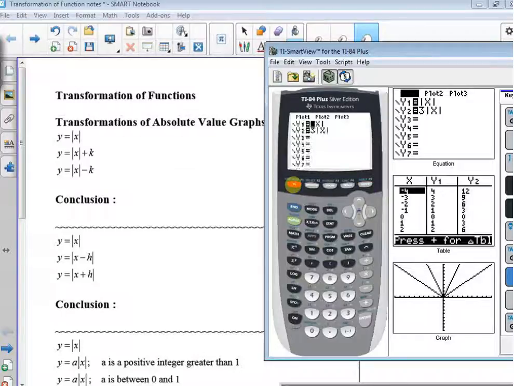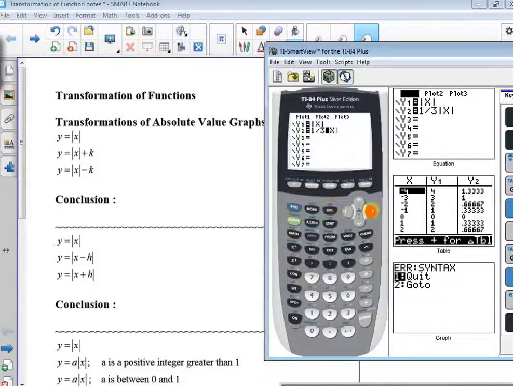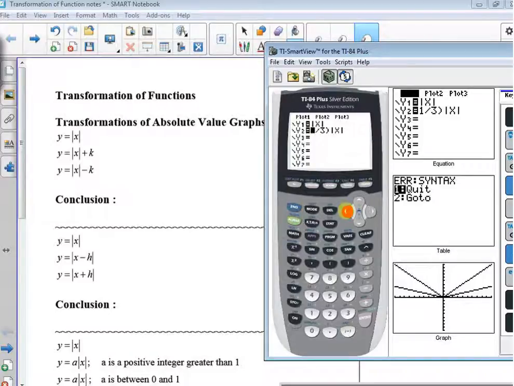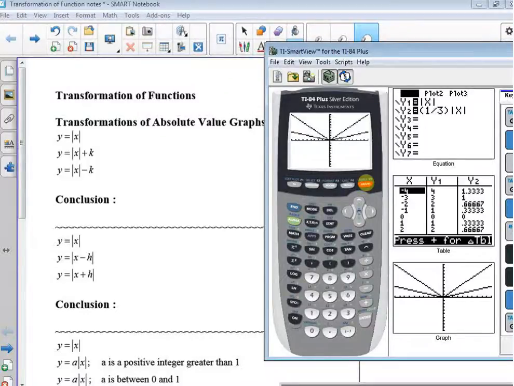And then go back and change it to 1/3 in front. So I'm going to do second insert, 1 divided by. Now I think that's going to be a problem, so I'm going to put that in parentheses. So I think I have to go second insert here, parenthesis, go back to the beginning, second insert parenthesis, and now I'm ready to graph it. And look at it, it gets wider. That's called a vertical shrink.